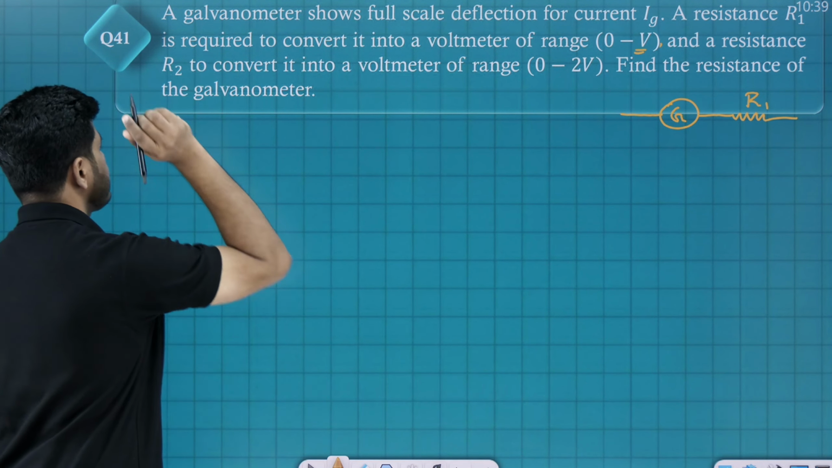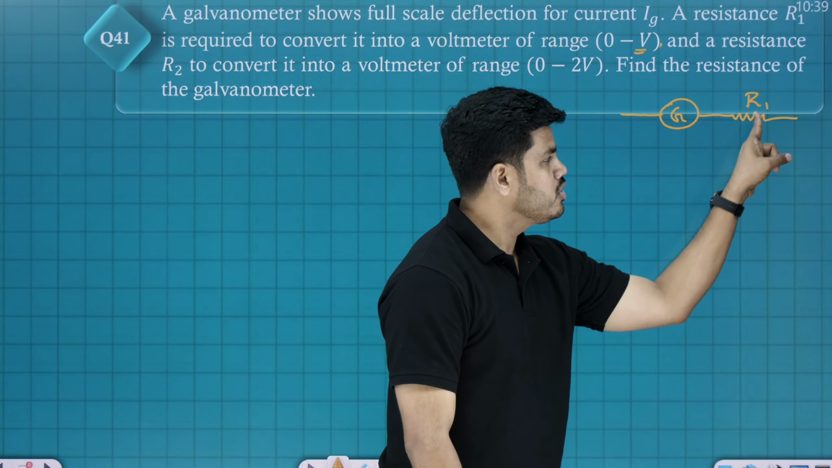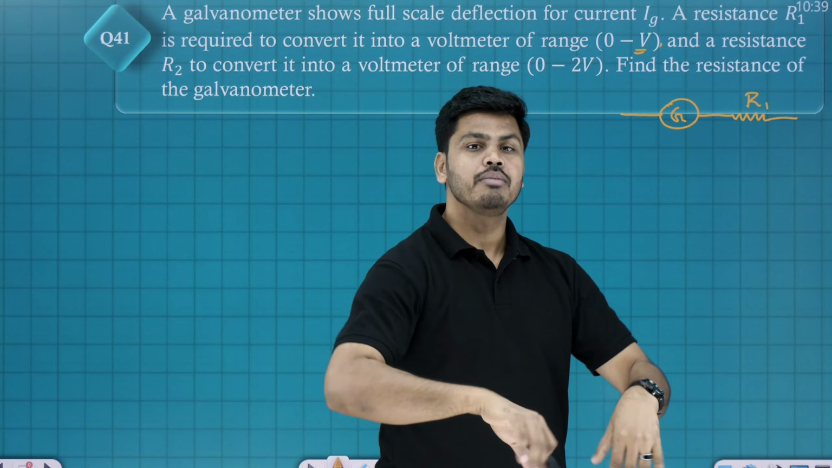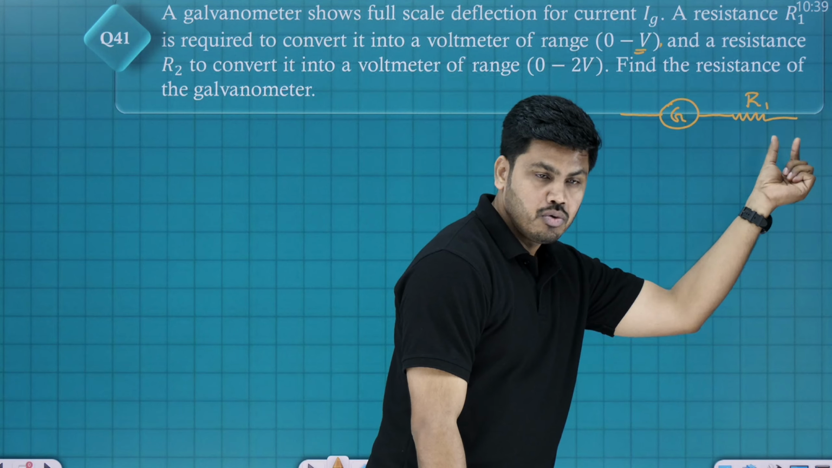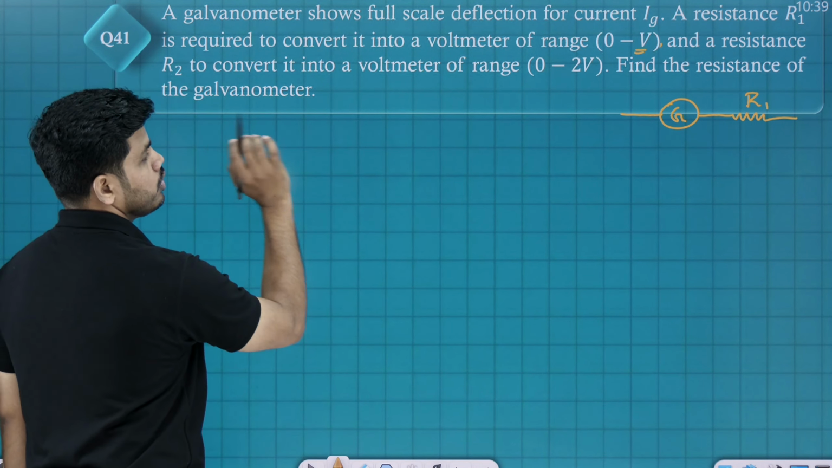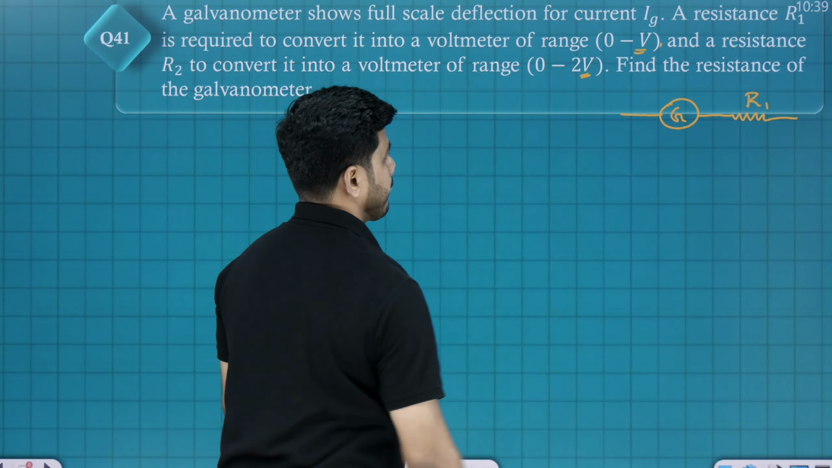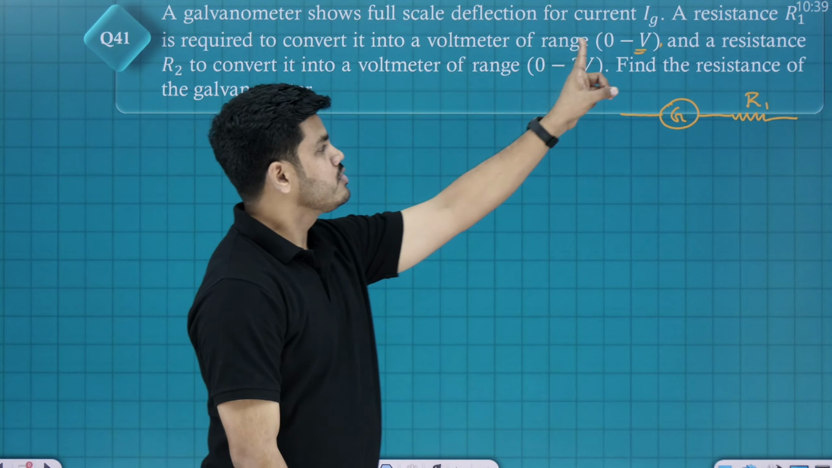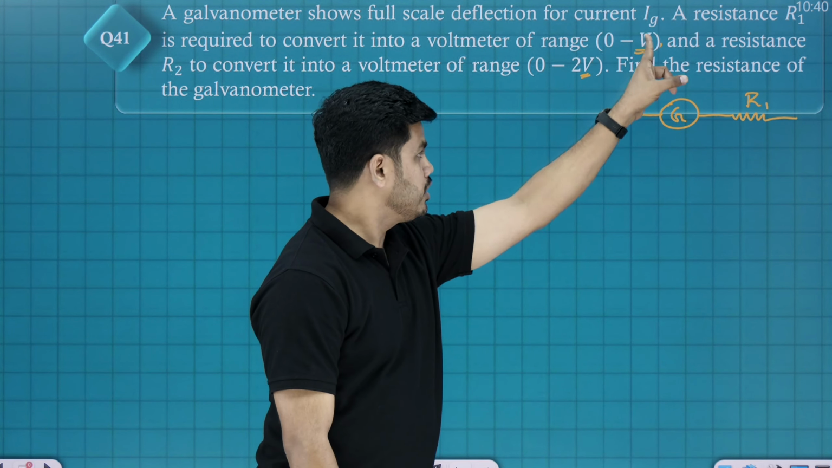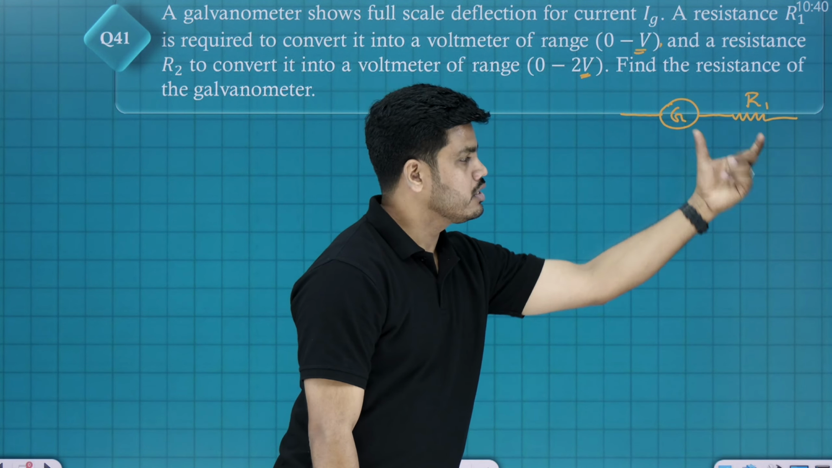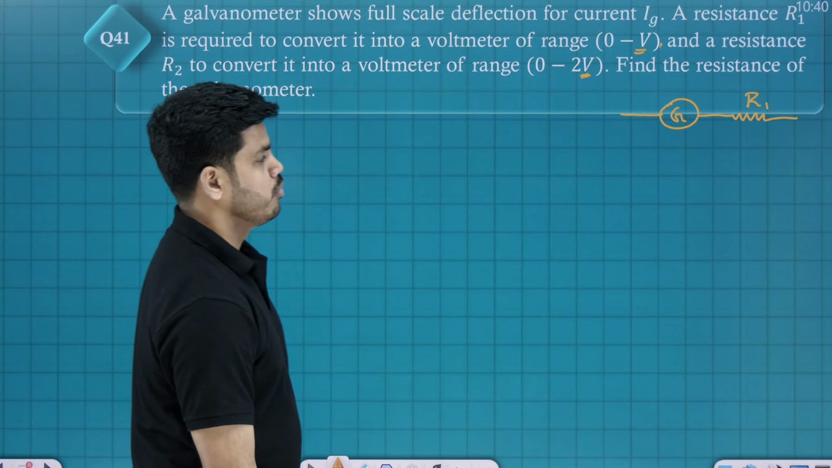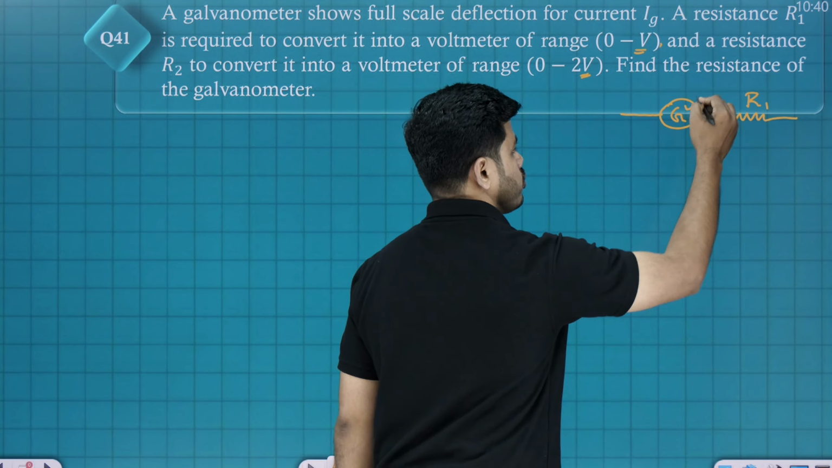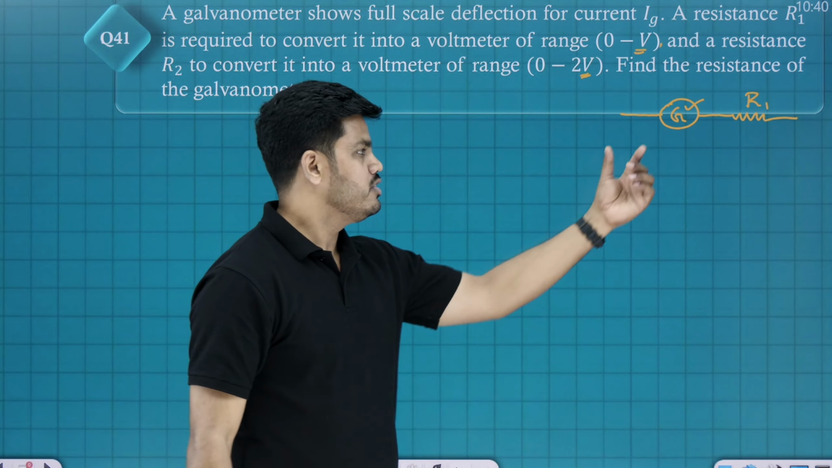When we connected another resistance R2, this galvanometer will be converted to a voltmeter which is able to measure up to what? Up to 2V, double of it. So the range changes from V to 2V, correct? When you change the resistances R1 and R2. The question is, find the resistance of the galvanometer, which we usually denote by G.